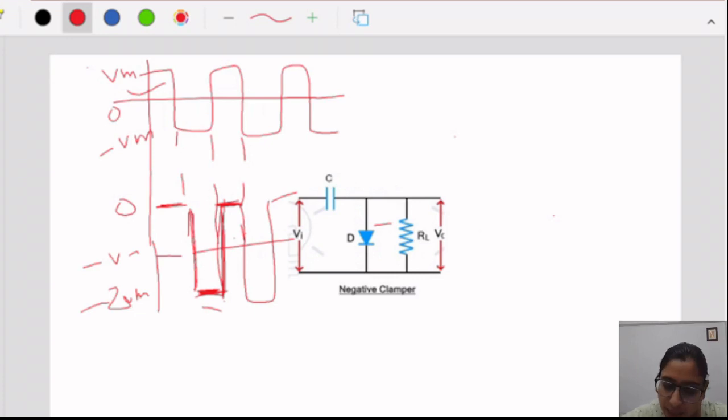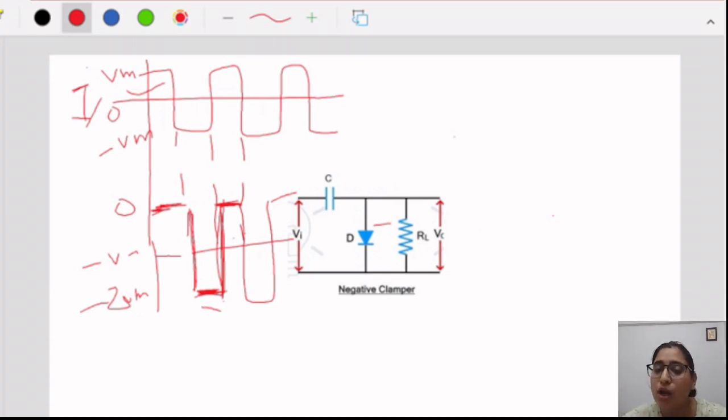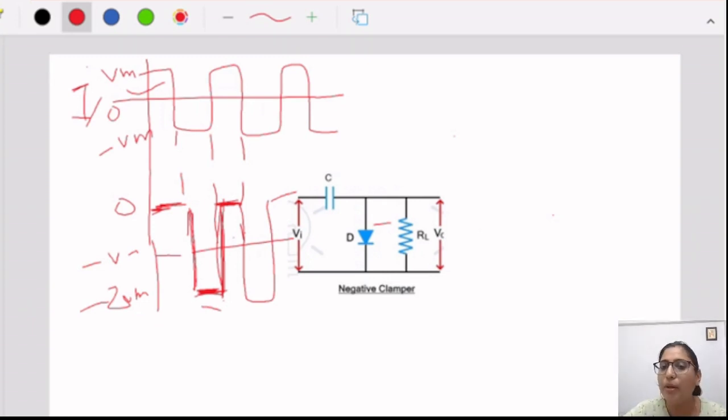So in this diagram, what we can figure out is that this Vm level shifted downwards to 0. It means if the positive level was Vm earlier, now Vm shifted to 0. It means we shifted the DC level downwards. So this is the negative clamping. We shift the whole signal downwards, to the negative side of our graph. So this is what the negative clamper is doing here.